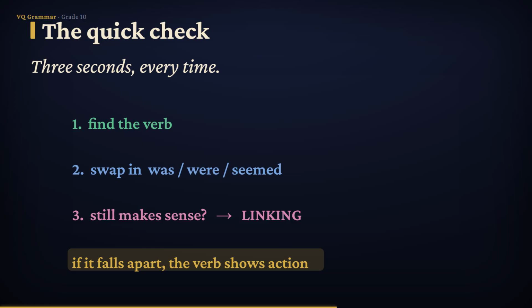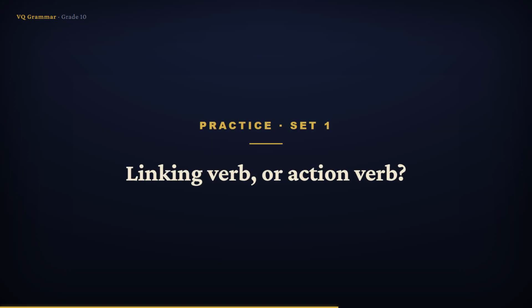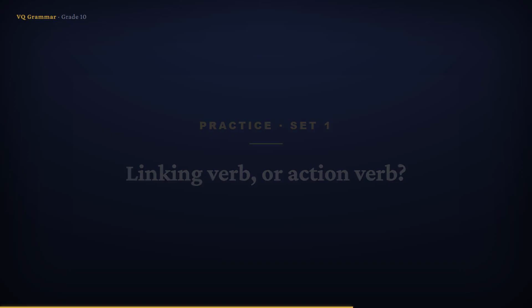Shall we try a few together? In this first set, I'll read you a sentence and you decide whether the verb is linking or showing action. Run the substitution test in your head. Slip in a form of be and see whether the sentence holds up. Pause the video and choose before I reveal each answer.